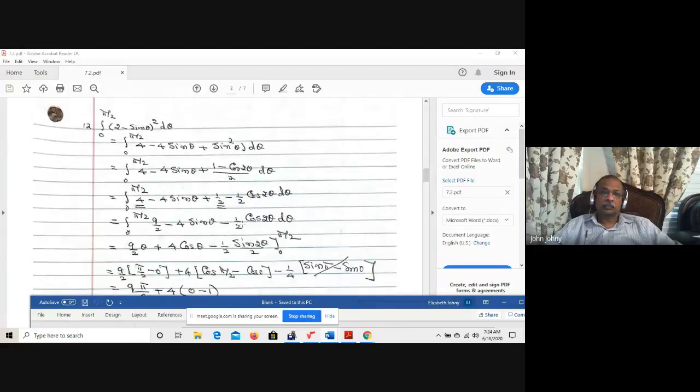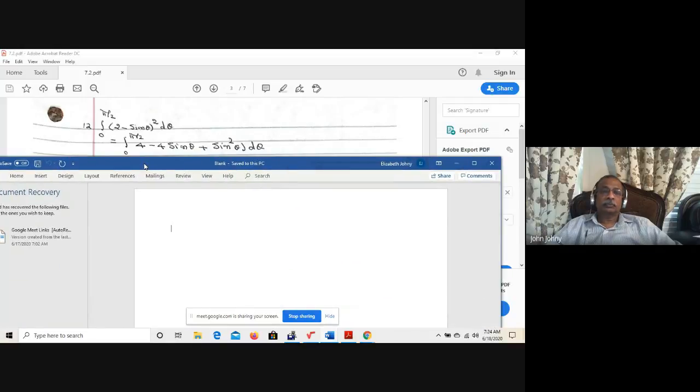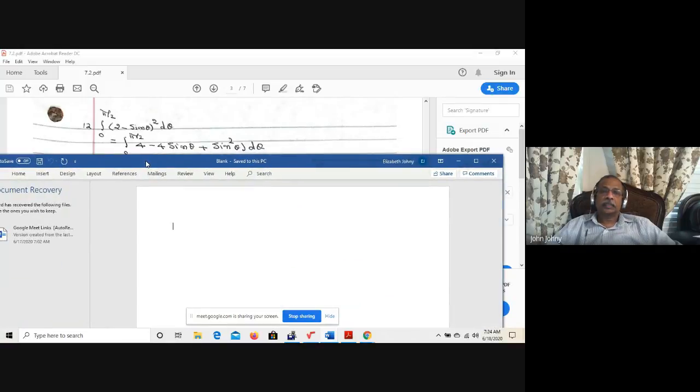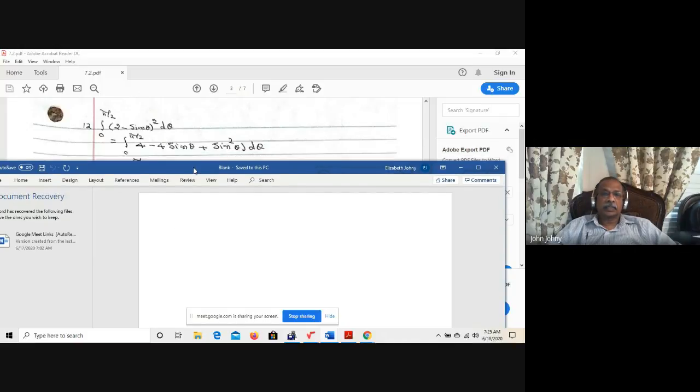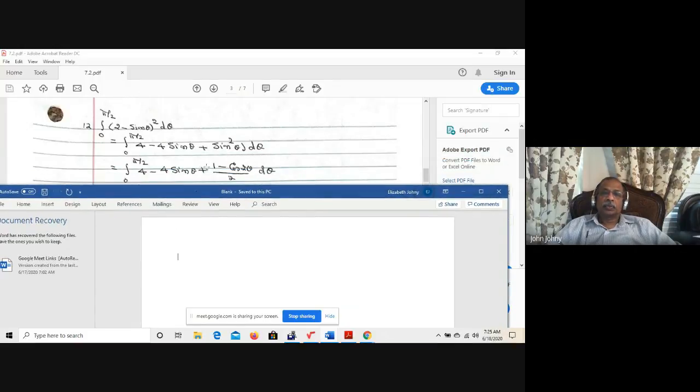Question number 12. Integral from 0 to pi over 2 of (2 minus sine theta) squared. Yes, you FOIL that: 2 minus sine theta times 2 minus sine theta, and then combine like terms, you get 4 minus 4 sine theta plus sine squared theta d theta, and use the power reducing formula for sine squared theta. So this is 4 minus 4 sine theta plus (1 minus cos 2 theta) over 2.